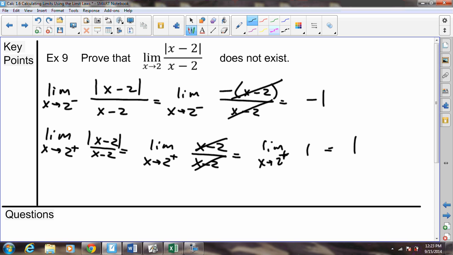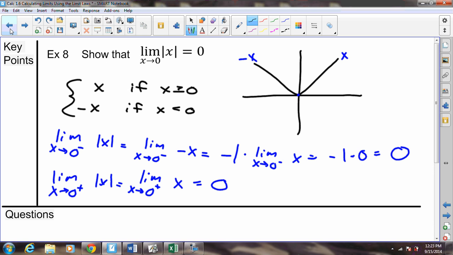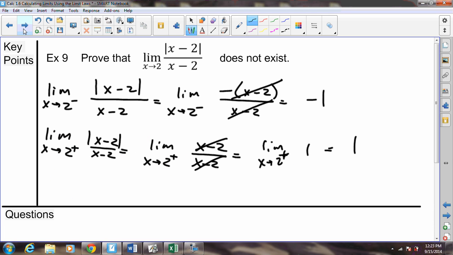This is a different one. In example 8, we were showing that the limit is equal to 1. Here we're saying it does not exist. Well, to show that this does not exist, we need to show that the left-hand limit and the right-hand limit don't match up. Because they're not going to the same value, we're done.